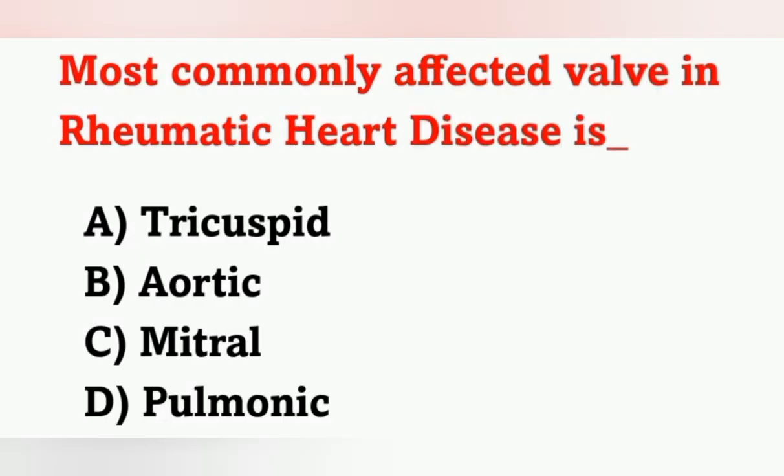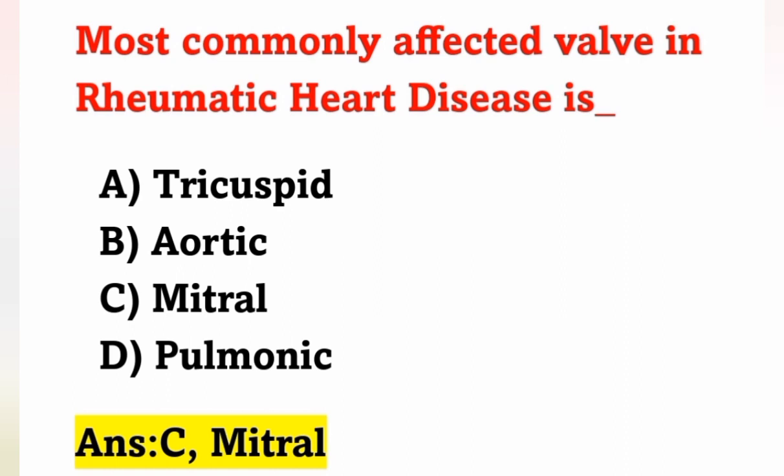And the next question, most commonly affected valve in rheumatic heart disease is? Options, option A, tricuspid valve, option B, aortic valve, option C, mitral valve, option D, pulmonic valve. And the correct answer is option C, mitral valve. The valve which is most commonly affected in rheumatic heart disease.